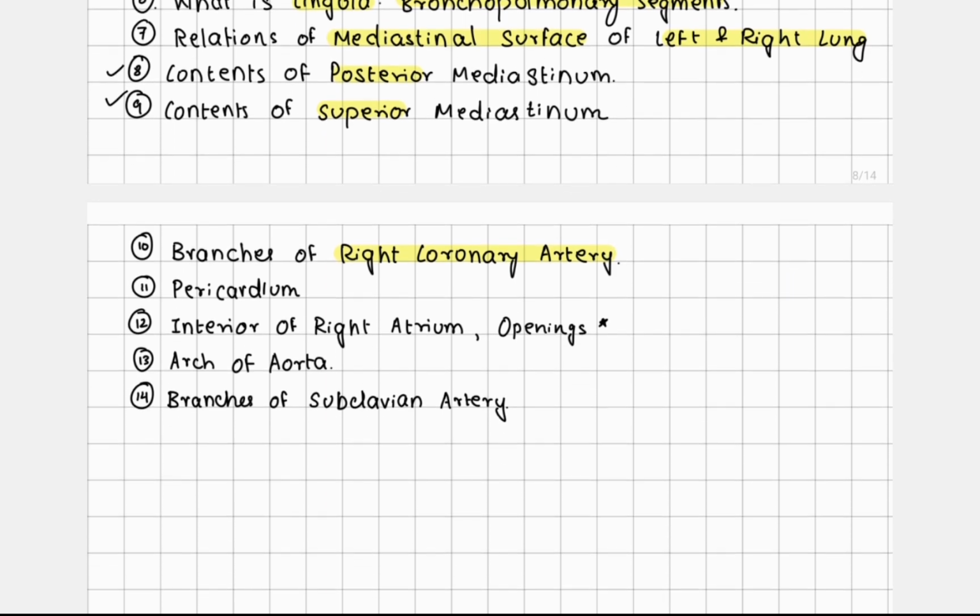The next question is pericardium. In this you need to write the features, the detail about fibrous and serous pericardium, sinuses, contents, blood supply and nervous supply. Then interior of the right atrium, you need to also mention the openings with the diagrams, that is inlets and tributaries. Next question can come on arch of aorta or else branches of subclavian artery.